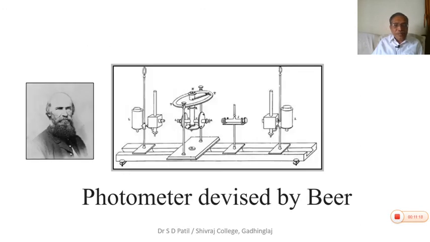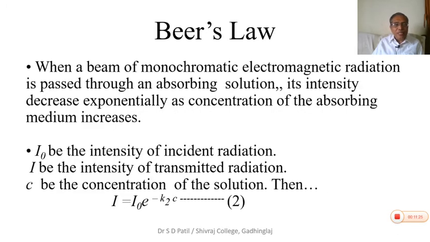The photometer device by Beer is like this. It was designed and used by him. So what is Beer's law? When a beam of monochromatic electromagnetic radiation is passed through an absorbing solution, its intensity decreases exponentially as the concentration of the absorbing medium increases. So Beer's law is for liquids. Earlier law was related to length. This law is related to concentration.